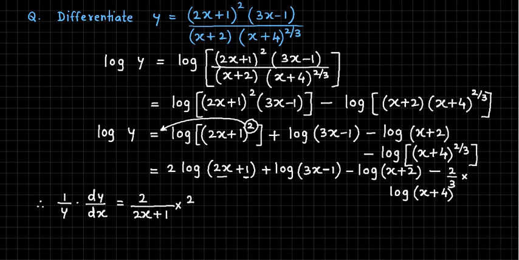Correct? Now moving ahead, the second term is log of 3x minus 1. So its derivative is 1 upon 3x minus 1 multiplied by the derivative of 3x minus 1, which is 3, right? Then moving ahead, minus log of x plus 2, its derivative will be simply 1 upon x plus 2, okay? And then the last term is minus 2 by 3 as it is, into log of x plus 4, which will be 1 upon x plus 4, right?